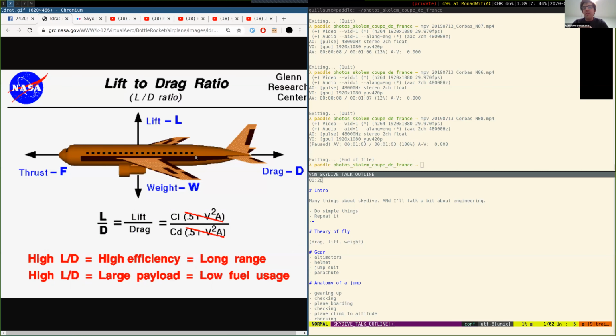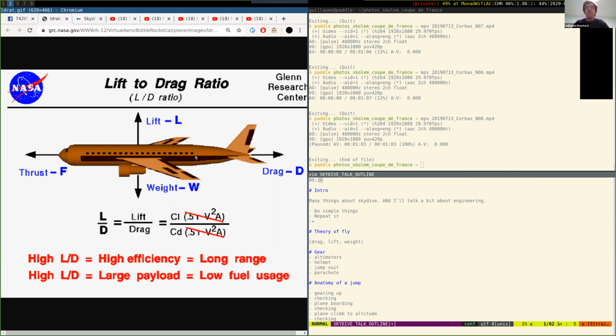Something really interesting is that about 12 or 15 seconds after the exit of the plane, the drag equals the weight, and we stop accelerating, though we continue falling. So we reach something which is called the terminal velocity. For me, it's approximately 200 kilometers per hour. But depending on the position, if I fly on my belly or heads down or heads up, it depends.